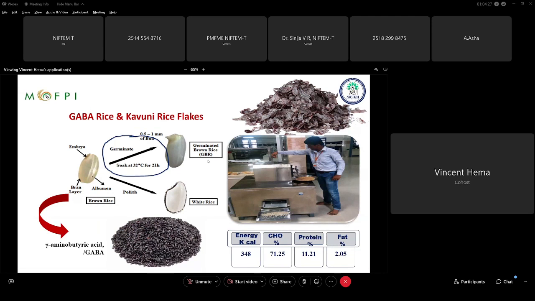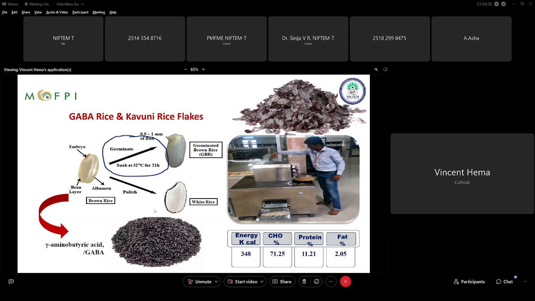And apart from that, our indigenous technical knowledge of germination bioprocessing will help us process GABA rice. It is a very popular rice in Taiwan and Malaysia, because this kind of rice has a good amount of gamma-aminobutyric acid, hence GABA rice. Further, it can be flattened using a flaker, so that we could get high protein rich flakes out of our own traditional rices.